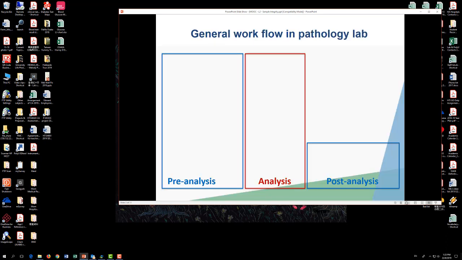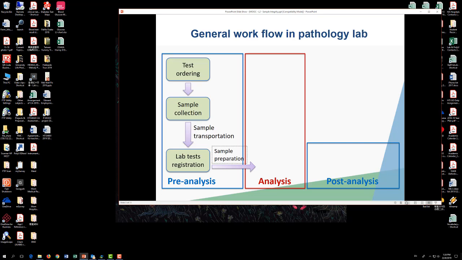In the pathology lab, the general workflow can be divided into 3 parts: pre-analytical, analytical, and post-analytical. The pre-analytical involves test ordering, sample collection, and the transportation of the sample until it reaches the lab. We will do the lab test registration, and then we will prepare the sample for the analytical part.